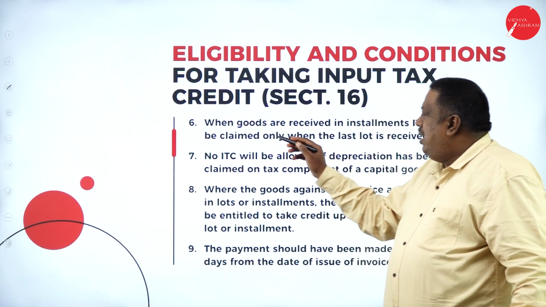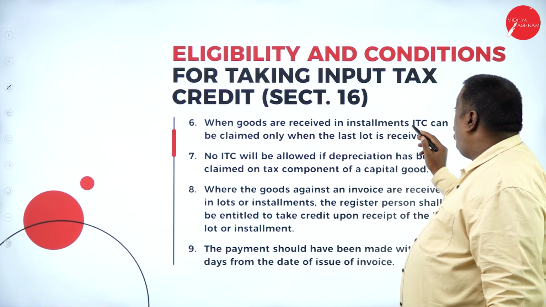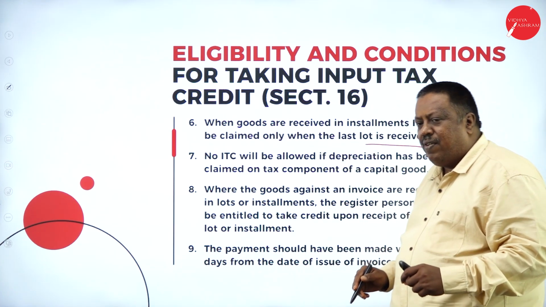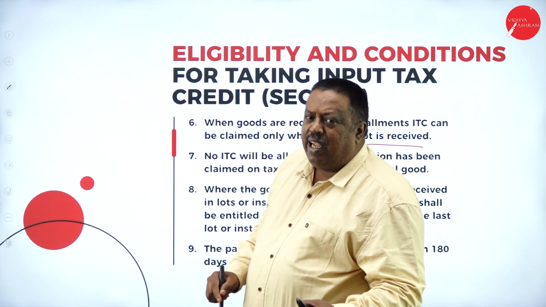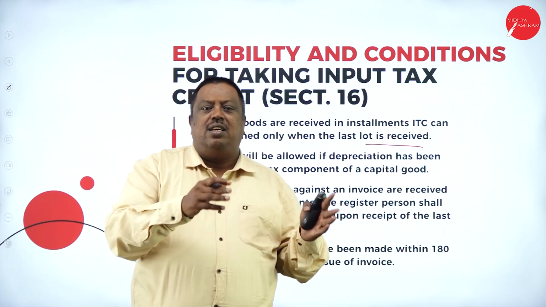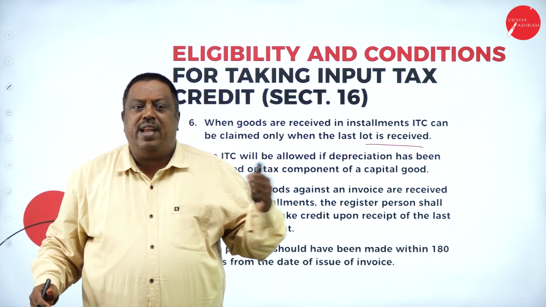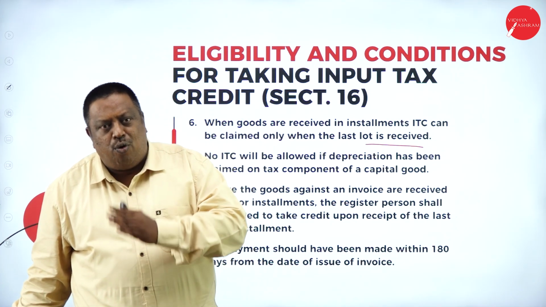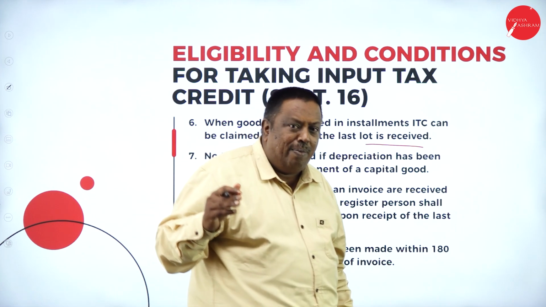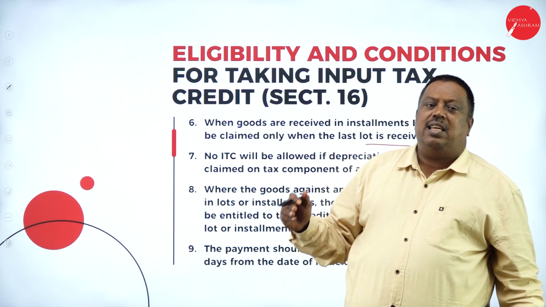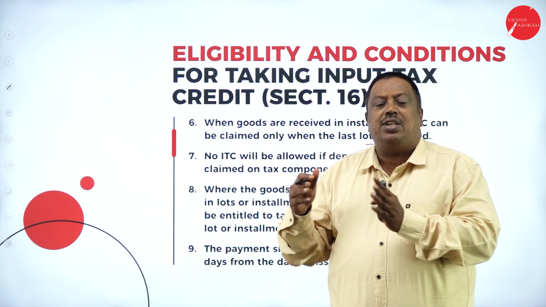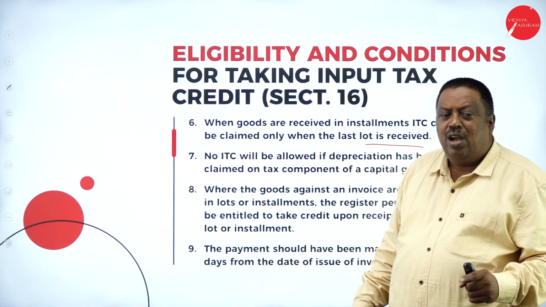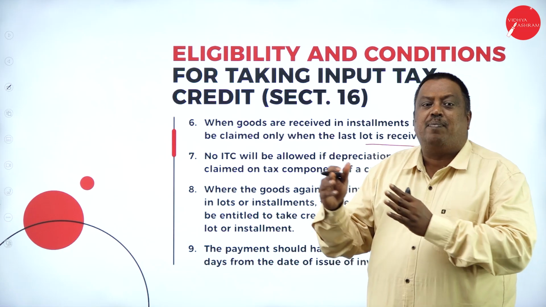Next, when goods are received in installments, ITC can be claimed only when the last lot is received. If we are receiving goods in 4 installments, first, second, third and fourth, every installment cannot be given ITC benefit. After receiving the 4th and final installment, I can claim the ITC, not for each partition, that is first installment, second, third and fourth. The ITC will be given only on the total, not on the breakup.